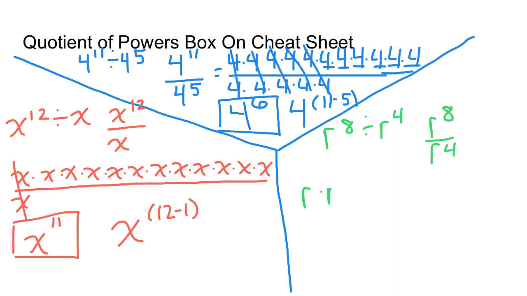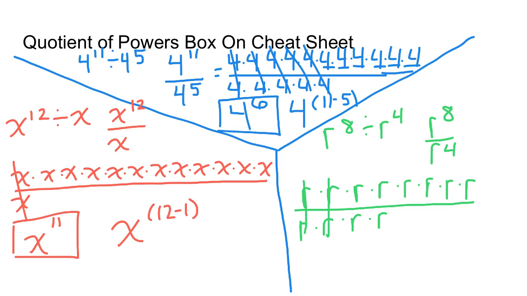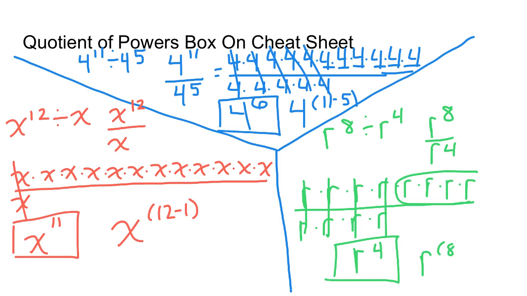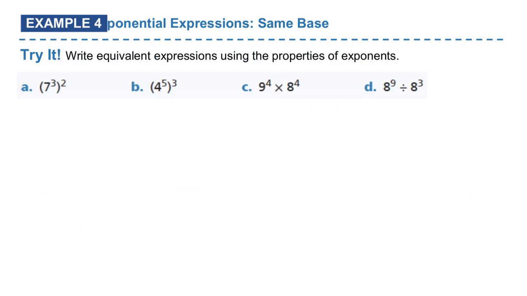All right, it looks like we have 8 R's on top, 4 R's on the bottom. I'm going to cancel like things, top and bottom. And what I'm left with is 4 R's in the numerator. I could have simply taken my rule that says keep the base, subtract the exponents. This is the Try It at the bottom of page 43. I want you to go ahead and work all 4 of these out and then come back for checking.